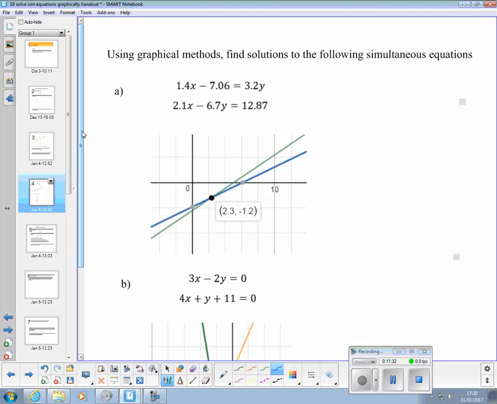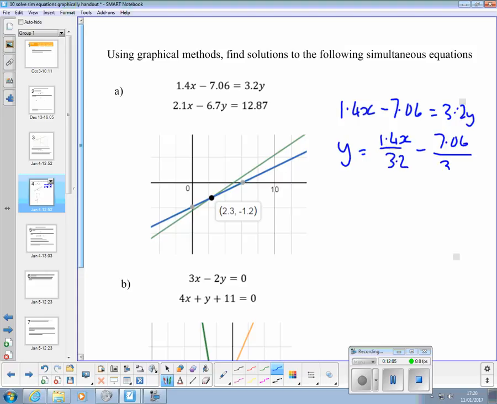The rearrangement of this first one, 1.4x minus 7.06 is equal to 3.2y. We can just straight away divide through by 3.2 there, so we end up with y is equal to 1.4x over 3.2 minus 7.06 over 3.2.